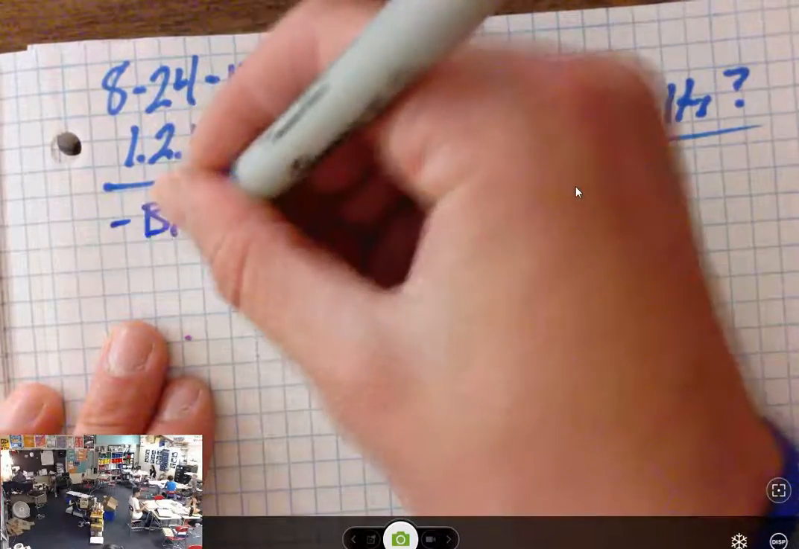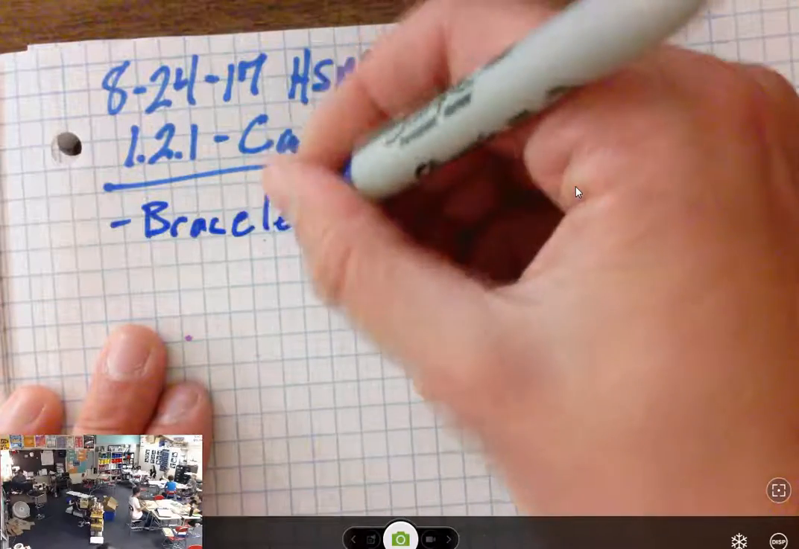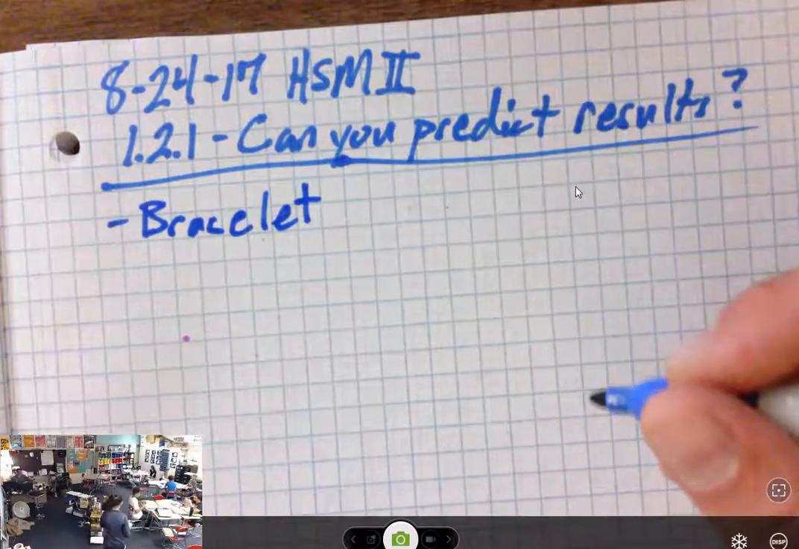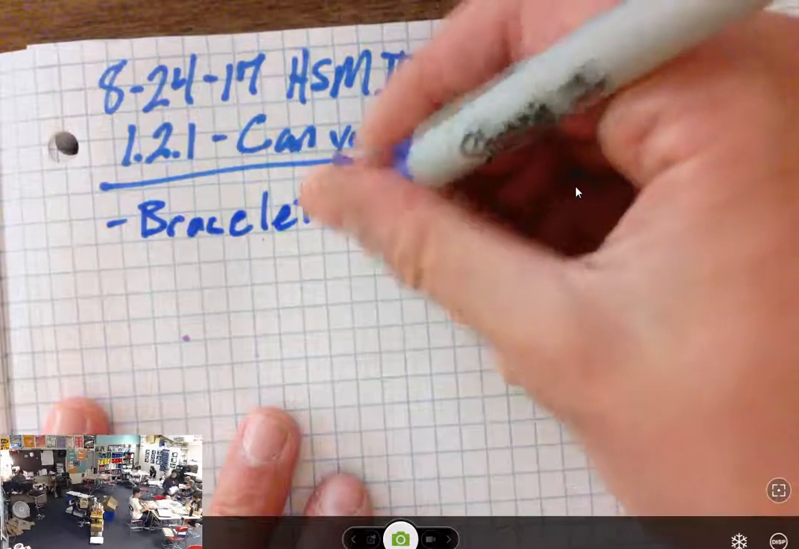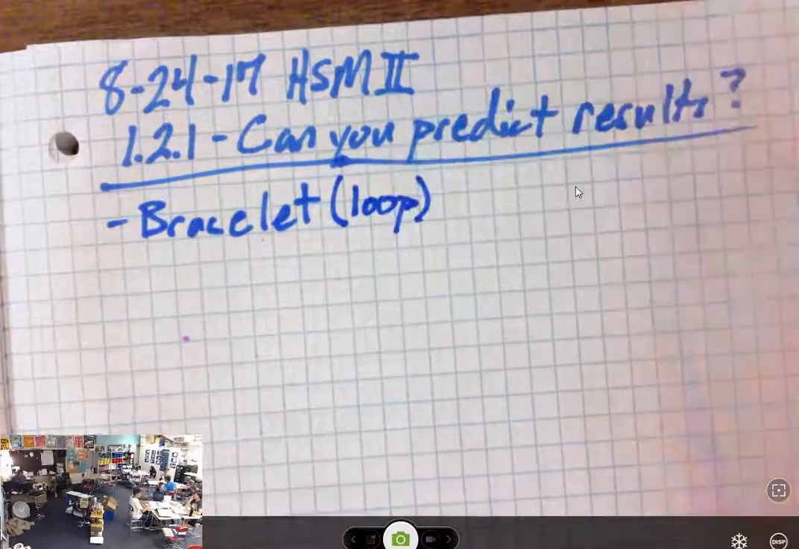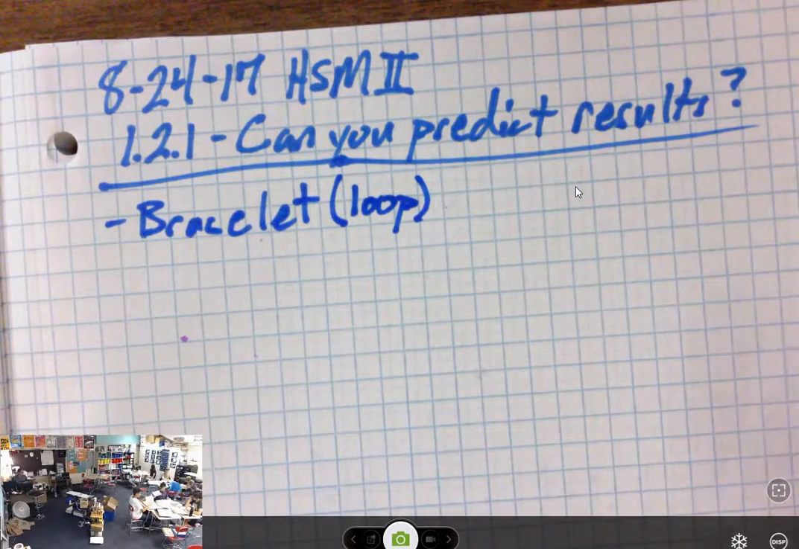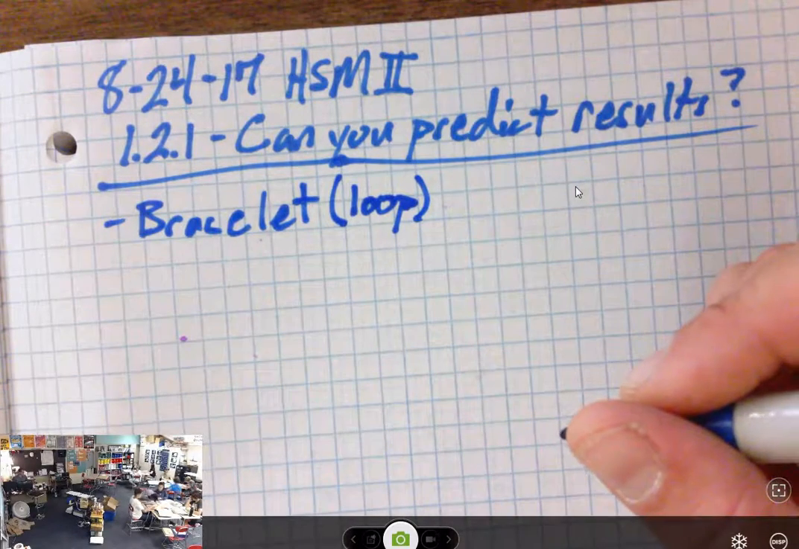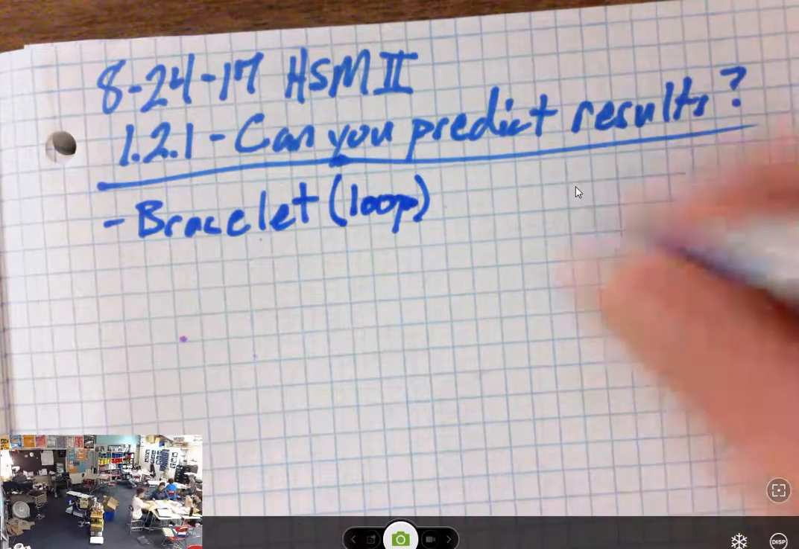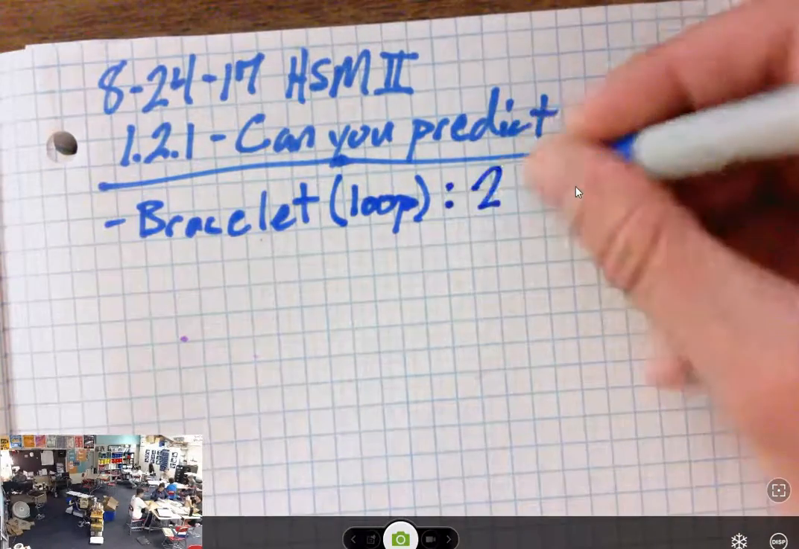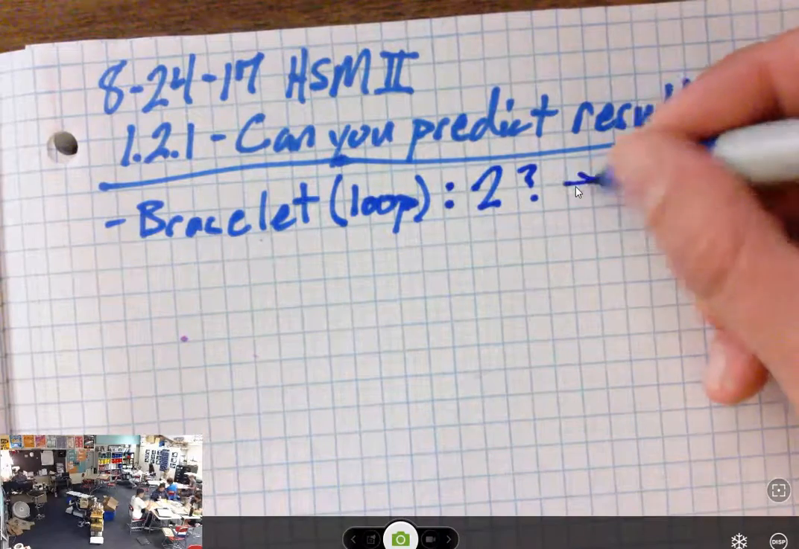Alright, so first thing I want you to put down as a reminder is our bracelet. Not the Mobius strip, just the regular flat loop bracelet. So just the loop. Were we able to predict the results? With just the bracelet, you need two bracelets. Yeah, so we predicted two, and we got it right.